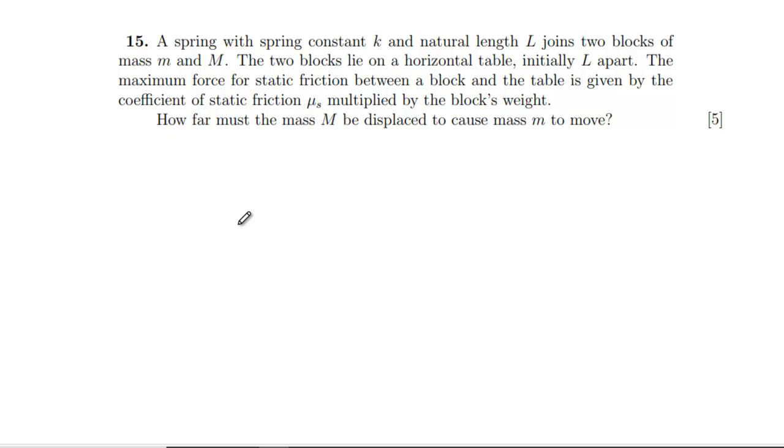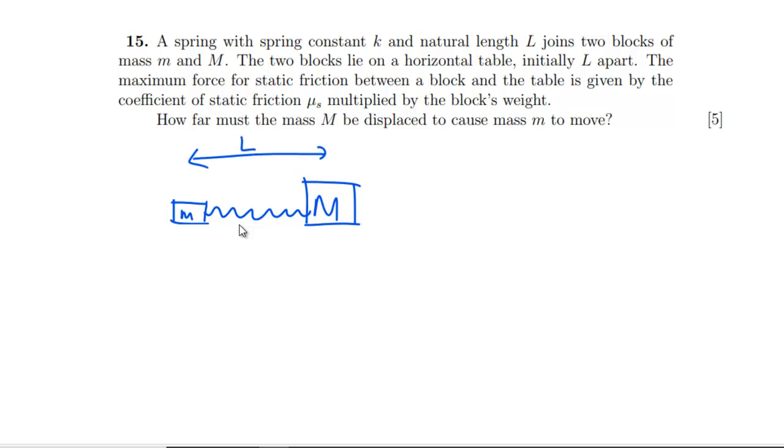Question 15. A spring with spring constant k, natural length L, joins 2 blocks of mass m and M. The 2 blocks lie on a horizontal table L apart. Right, let's get all this. So we got a little one, m. We got a big one, M. We got this spring going between them. They are initially capital L apart.